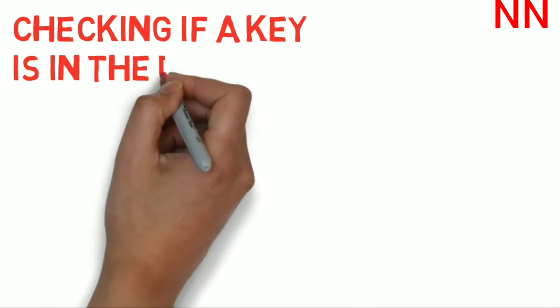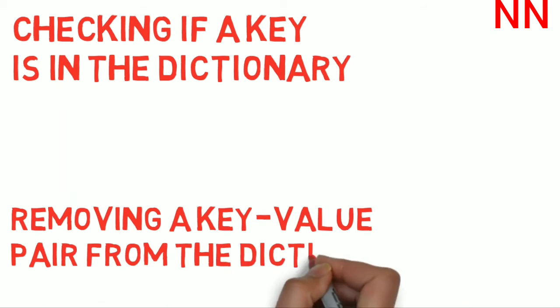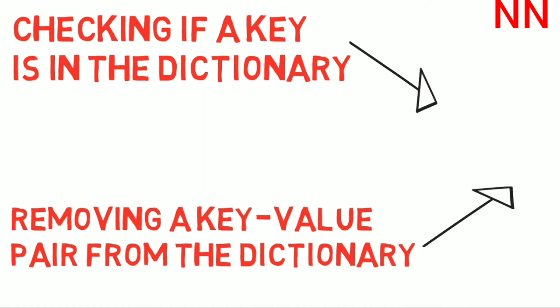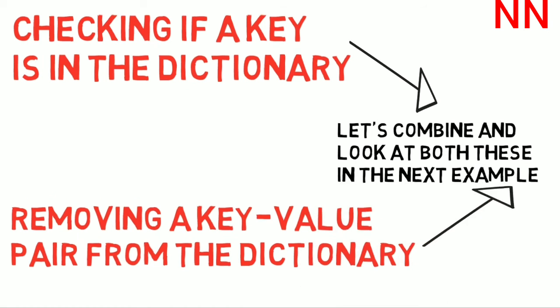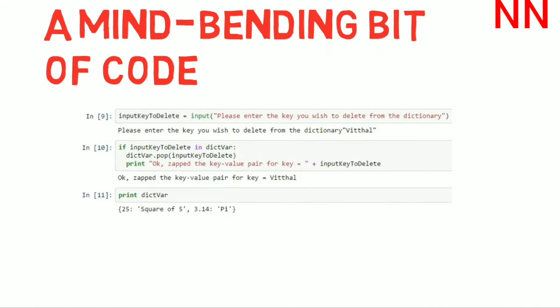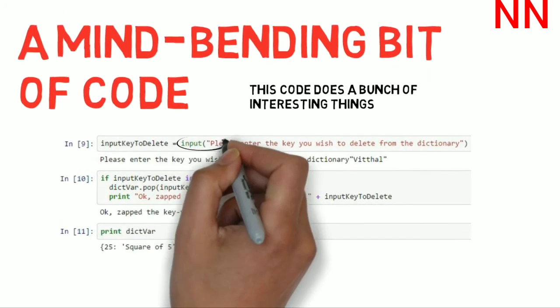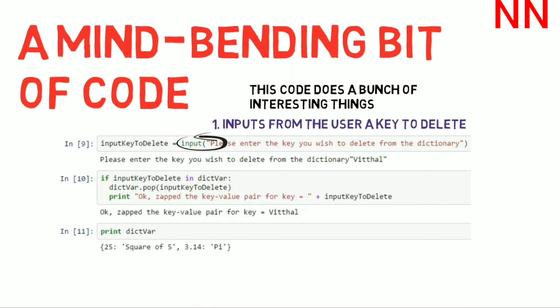Now let's take an example and see how we could check if a key is in a dictionary and also remove that particular key value pair from the dictionary. Here is a mind-bending bit of code. Take a second to absorb what's going on. There are a bunch of interesting things here. First, it asks the user to input a key to delete. The user has entered Vitthal.